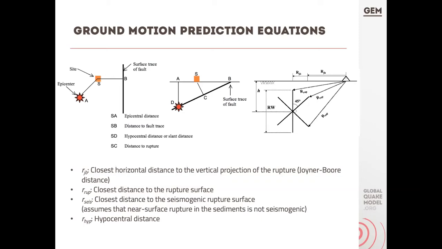And because OpenQuake has a large library of GMPs implemented, you can quickly switch between different GMPs that could be applicable to the tectonic region of the study area and see the effect these have on the ground shaking, and similarly how this translates into estimates of damage and loss.